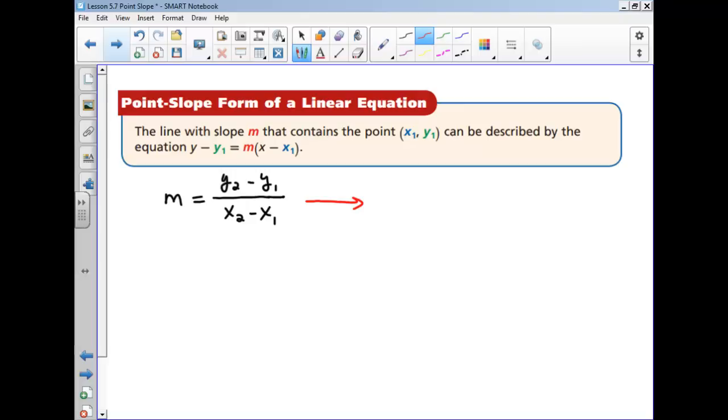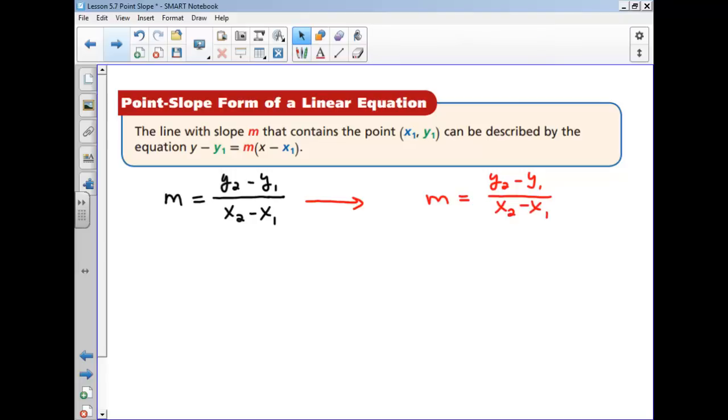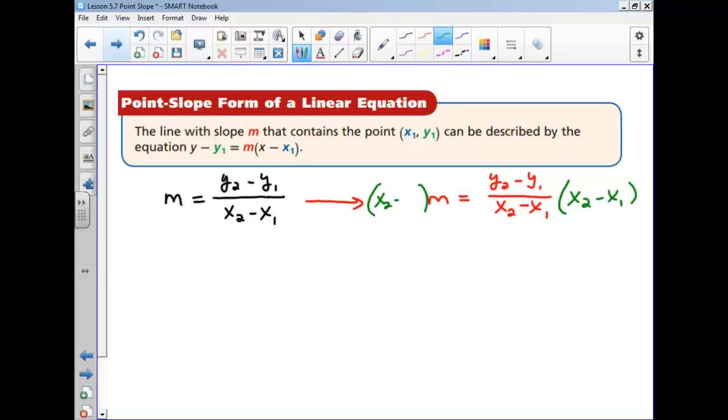So in this case, I'm going to take my slope formula and get rid of the denominator, x2 minus x1, by multiplying both sides by that. What this does is these cancel out and it leaves me with m times (x2 minus x1) equals y2 minus y1. Okay, which is what we have when we rearrange this to give us our point slope form.